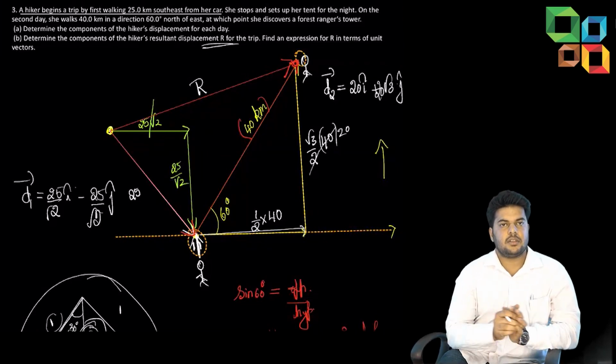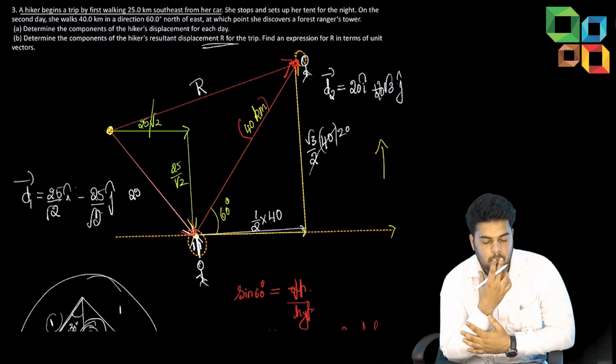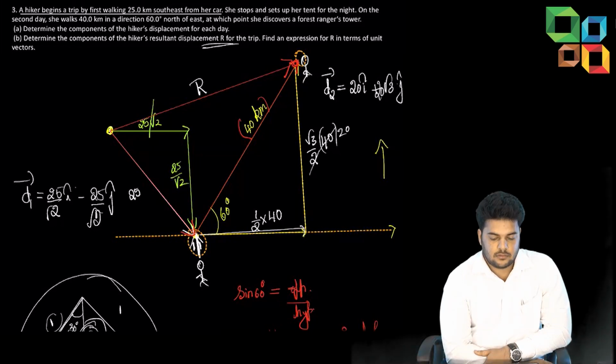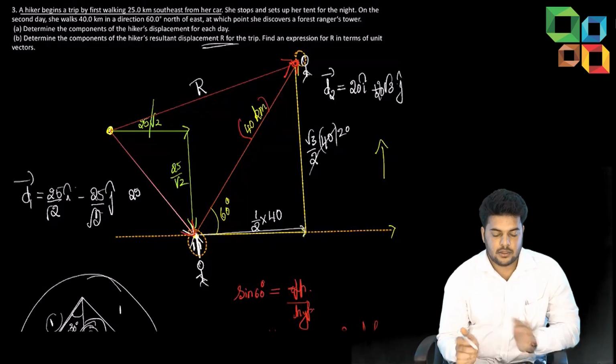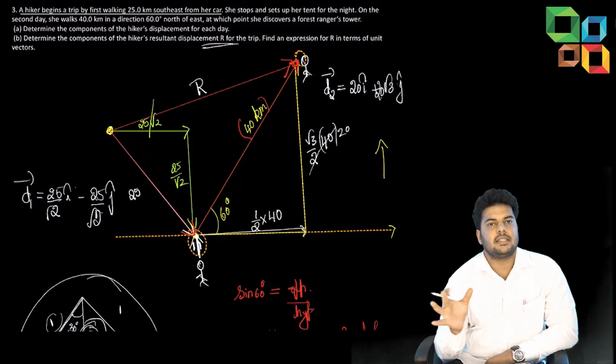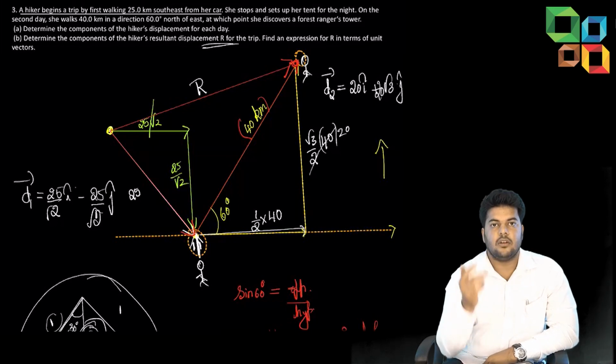Nidhishri, can you help me out here? What is the total displacement? You tell me how much she has walked along the east direction. What is the total distance walked along the east direction? 25 by root 2 plus 20. Won't we use i cap here? Yeah, it will be used. I'm just asking what is the total distance walked there. I did not ask the vector notation.